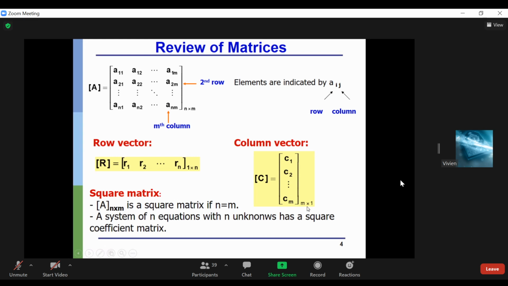And we have the term square matrix. If the size, or the number of rows, is equal to the number of columns, that means it is square. So if the number of rows is equal to the number of columns, and say we are solving n equations to solve for n unknowns, this means that the matrix built by the system will be a square matrix.